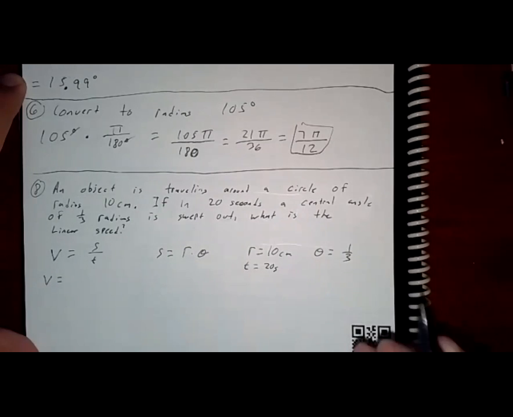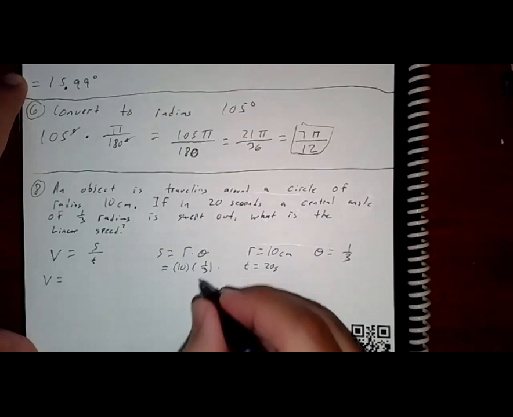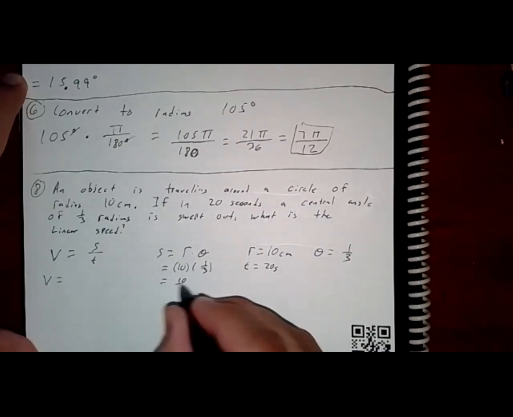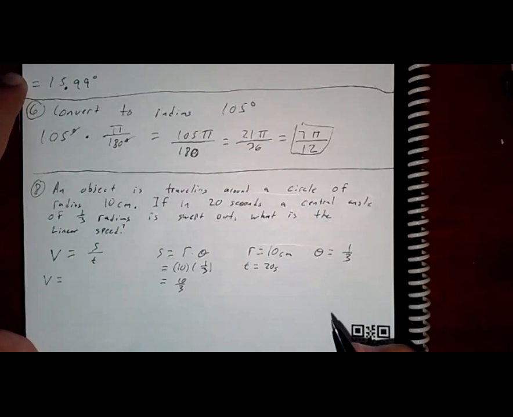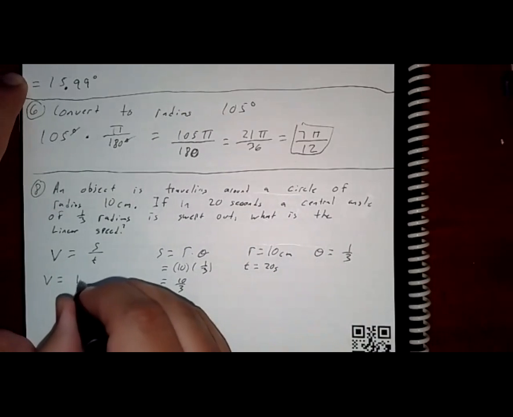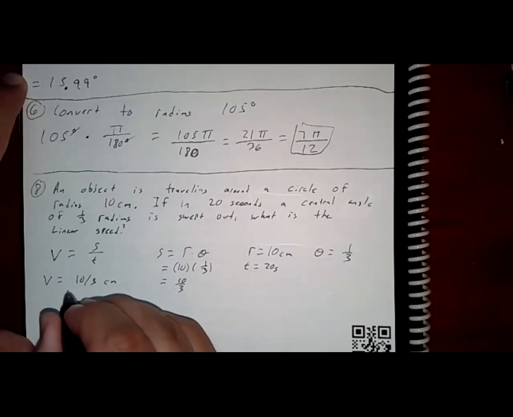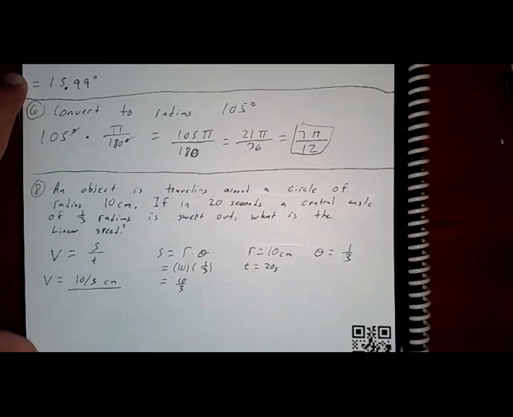So V is equal to... first let's find S. That'll be R times theta, which is 10 times 1/3, which is equal to 10 thirds. Once you have that, you just plug it in here. So we have 10 thirds centimeters over 20 seconds.